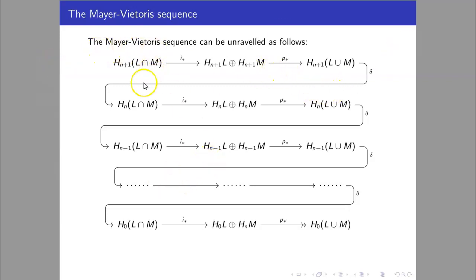Okay, so it goes like this. You've got H_n of the intersection, H_n L plus H_n M, then p star going to H_n of L union M, and then you get a delta that curls around here back down to H_{n-1} of L intersect M, then here to the sum, and then here to the homology of the union, and so on. And then it ends up here, the H_0 of L intersect M, H_0 L plus H_0 M, and then H_0 of L union M, and then the next term morally is 0, so because that's 0 and the thing's exact, that just means that this p star is going to be surjective.